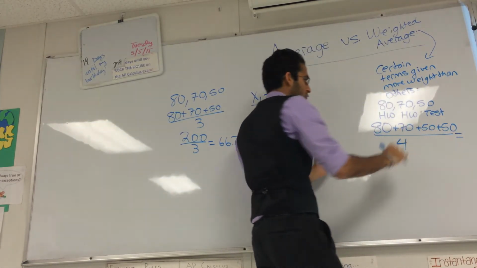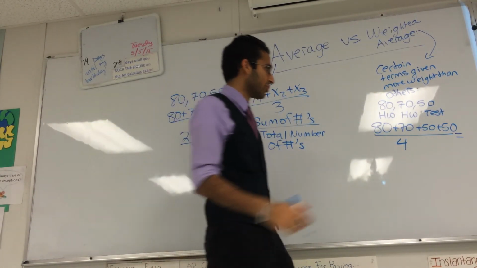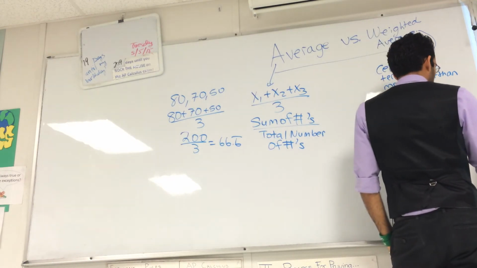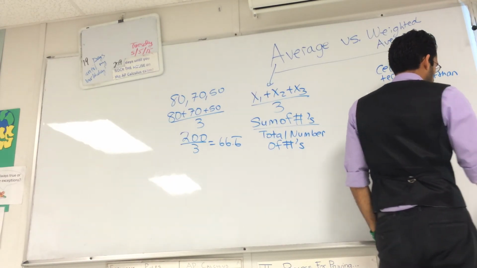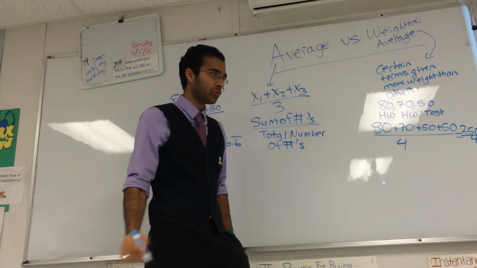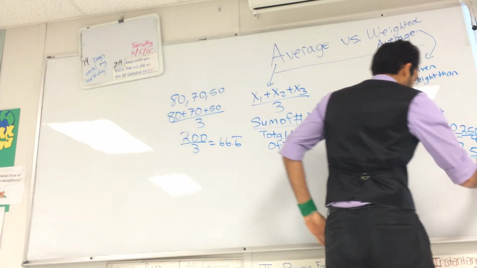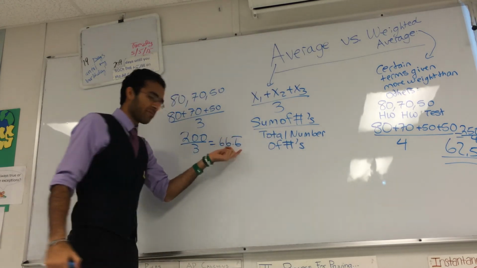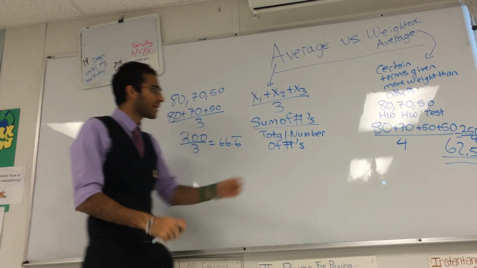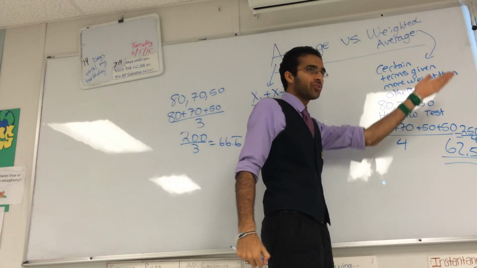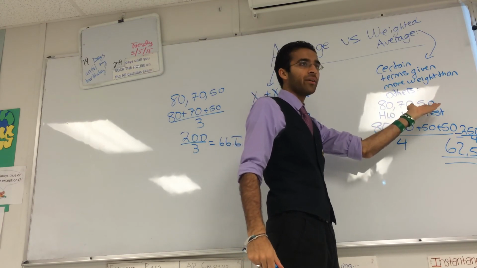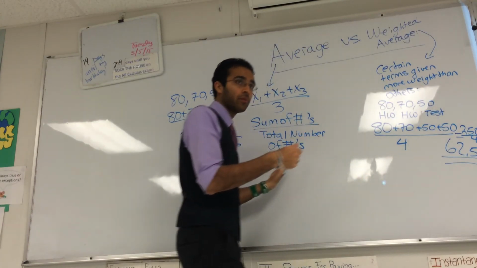And I would get 100 plus 150 is 250 divided by 4, which is equal to 62.5. So notice the average is lower than before. Why is the average lower? Because this test, which this student got a lower grade on, is worth more in the grade book.